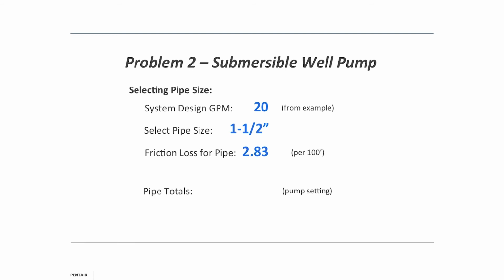The pipe totals. We have the horizontal pipe run plus the pump setting. The pump setting was 285. Remember, 300-foot well, 15 feet out the bottom. We'd have 285 feet of pipe going down the well. We also have the horizontal pipe run of 175. Adding those together, we have a total pipe run of 360.